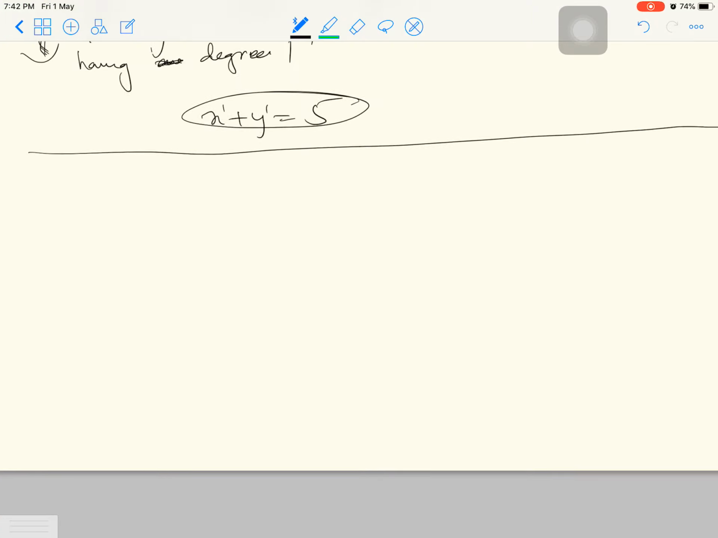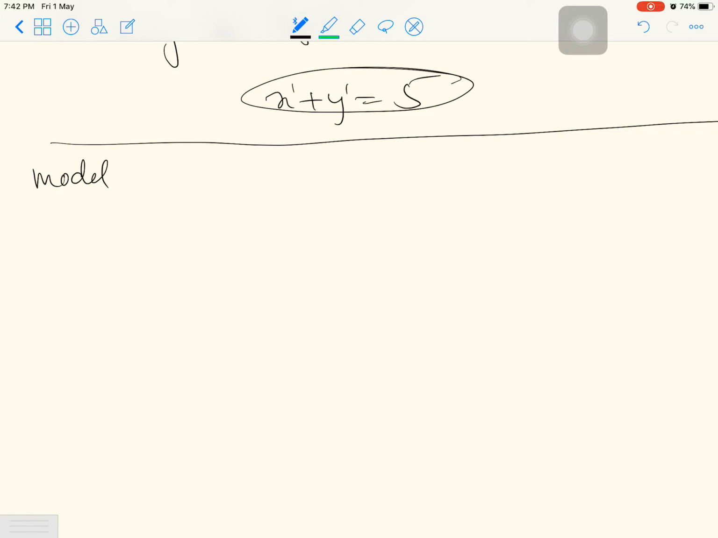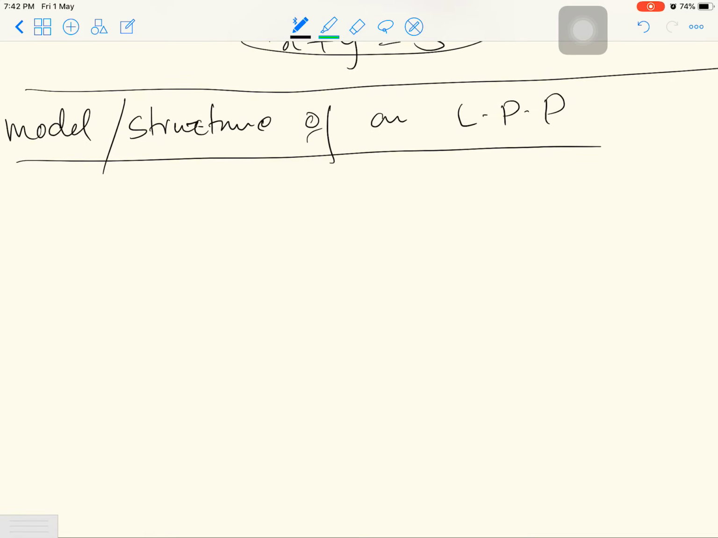understand how an LPP looks like, the model of an LPP. Finally we come to the model or structure of an LPP. You have already written all this theory. I hope you have copied this. So here we are just trying to understand whatever we have written. Having understood what an LPP is, we finally come to how an LPP looks like.